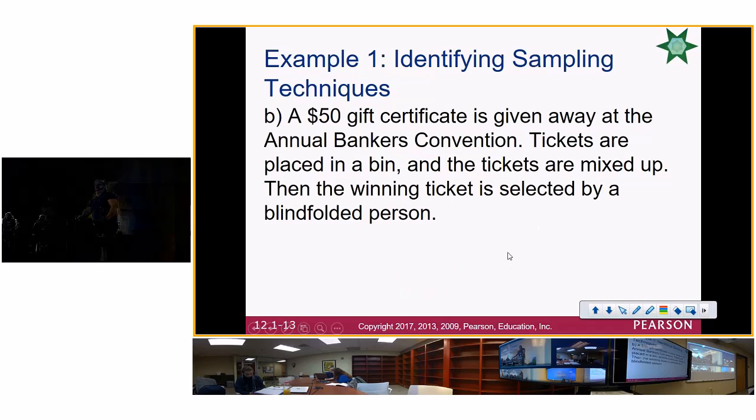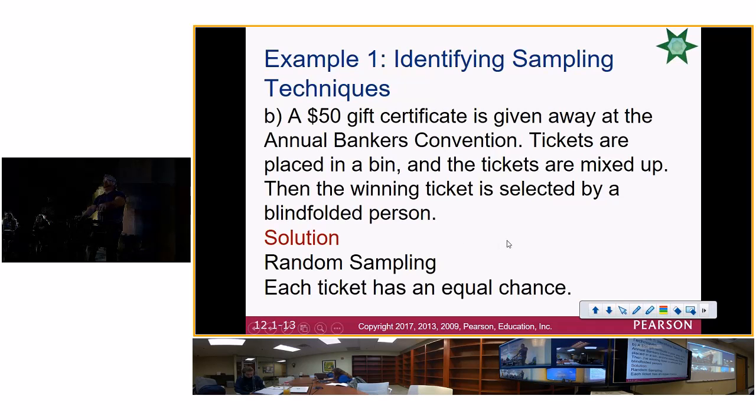A $50 gift certificate is given away at the annual Bankers Convention. Tickets are placed in a bin and the tickets are mixed up. Then the winning ticket is selected by a blindfolded person. That takes care of the yellow and the pink Post-its. So which is this one? Random.